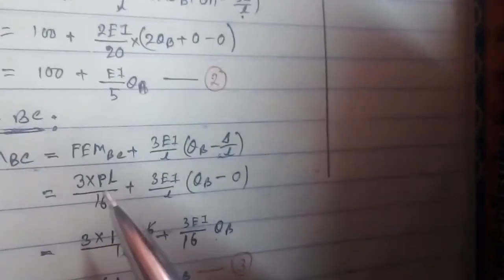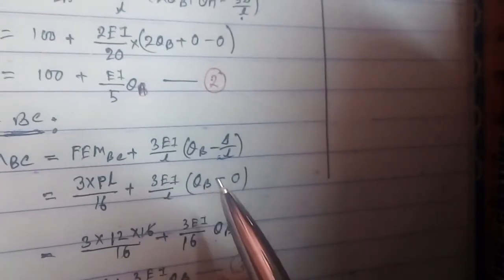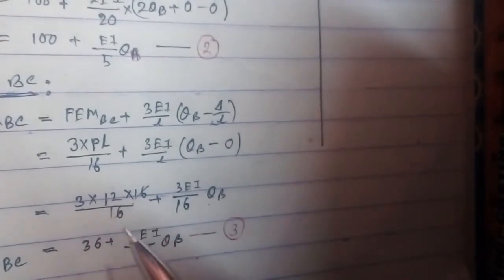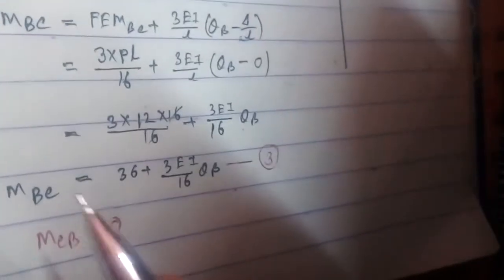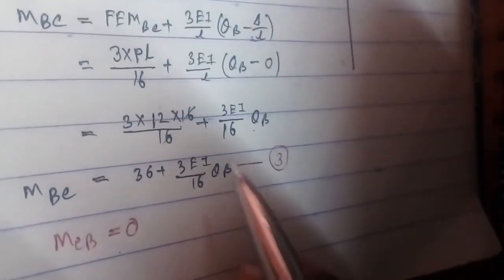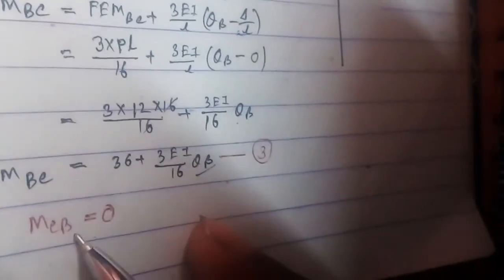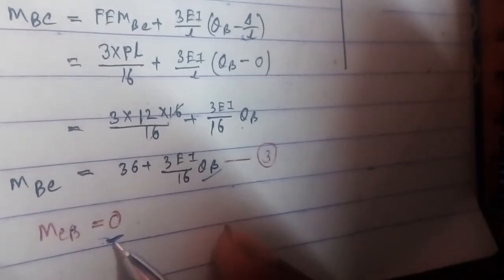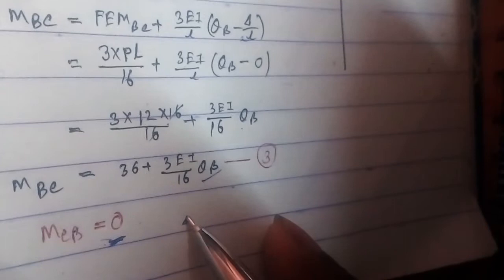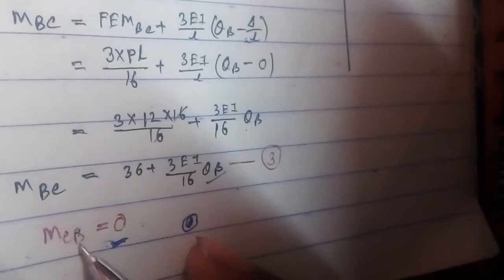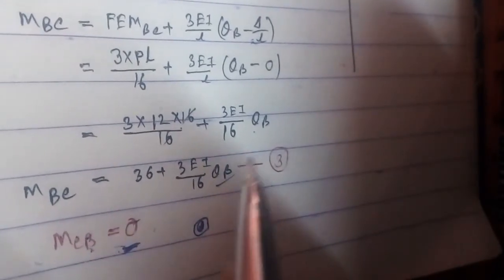Now if we put here the value 3PL by 16 plus 3EI by L times theta B minus 0, that is 3 into P value 12 into 16 by 16, we get FEM BC is 36 plus 3EI by 16 theta B. This is equation number 3, and the moment MCB, that is the moment from C to B, will be 0 as it is the end span and it's a hinge. End hinges will not carry any moment, so that's why MCB will be directly 0.